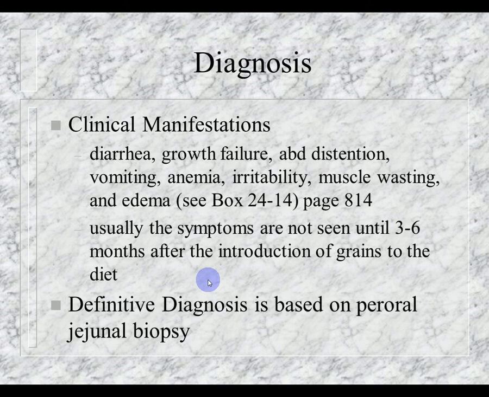Children develop most notably an inability to absorb fats, leading to steatorrhea, malnutrition, distended abdomen, and bulky stools. Clinical manifestations are diarrhea, growth failure, abdominal pain, vomiting, anemia, irritability, muscle wasting, edema, and fluid and electrolyte imbalances are common. There's a good discussion in your book on page 814, and it covers general characteristics of impaired fat absorption, impaired nutrients, behavioral changes. Definite diagnosis is made by biopsy.